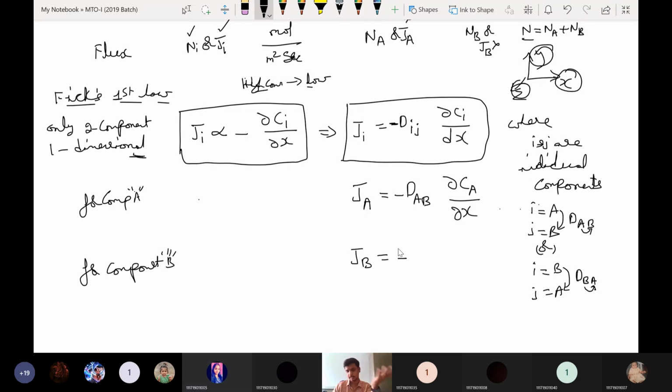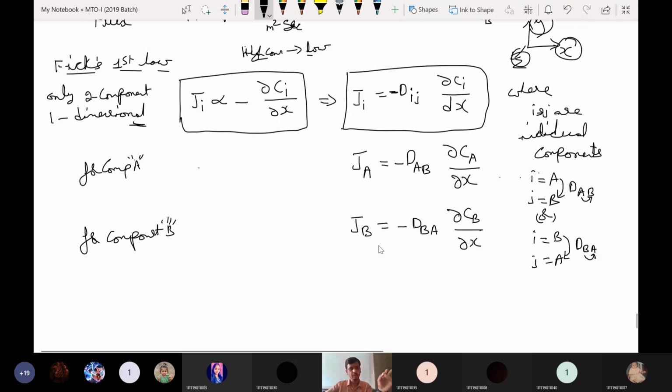Then this will be DBA, since this is B component. J_B is equal to minus D_BA dou C_B divided by dou x. Whatever the quantity, we can write like this for component A and component B. This is Fick's first law of diffusion.